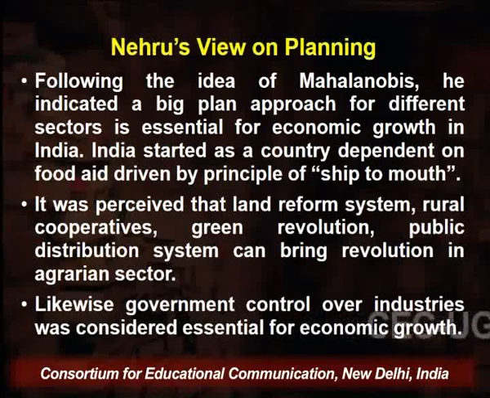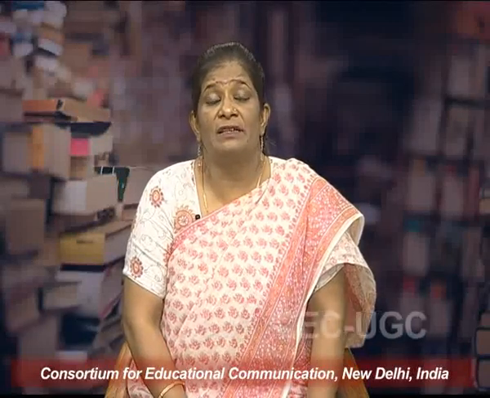Therefore, the plan had to be sectoral, and attention had to be given to these sectors separately. So it was perceived that India's land reform system, rural cooperatives, green revolution, and public distribution could bring about a revolution in the agrarian sector. This was one sector which was not doing extremely well, and there were a lot of problems, and agrarian conditions were deteriorating.